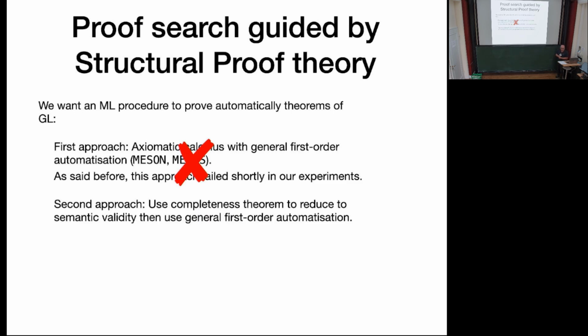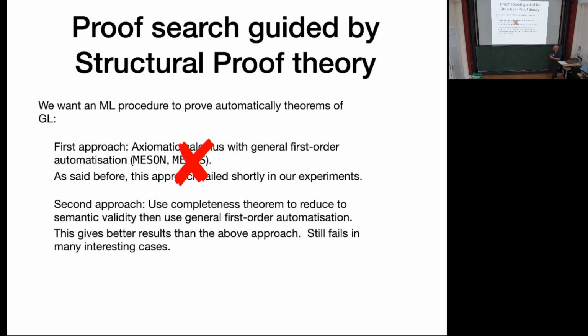Another approach is to use completeness, so reduce the provability of a proposition into the semantic version, then expand in the Kripke semantics, and again use first order automatization. And this works better. There are several things that can be proved in this way. But again, the most complicated examples do not work. So this is not something that we want to use. And also this is something very heuristic, so it can work or can be unreachable because the size of the problem is too big.